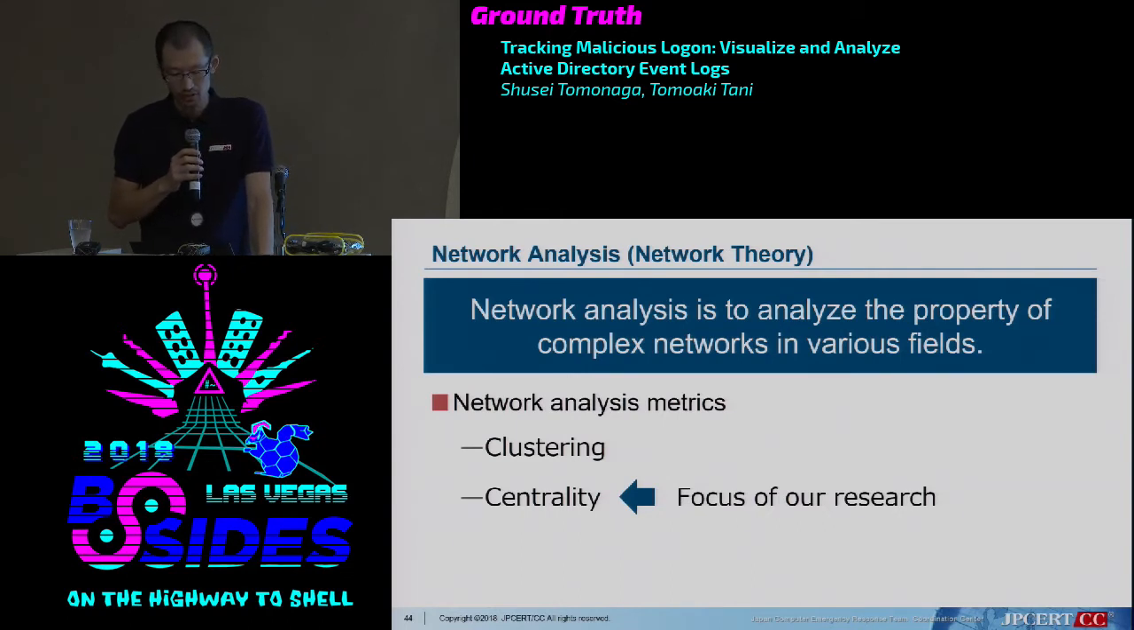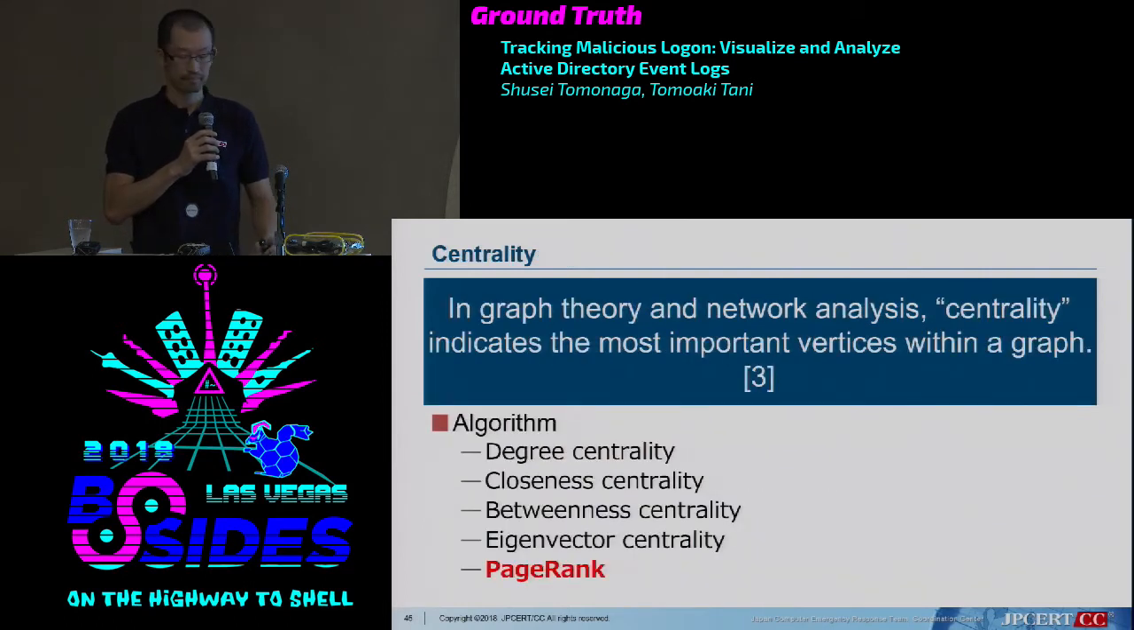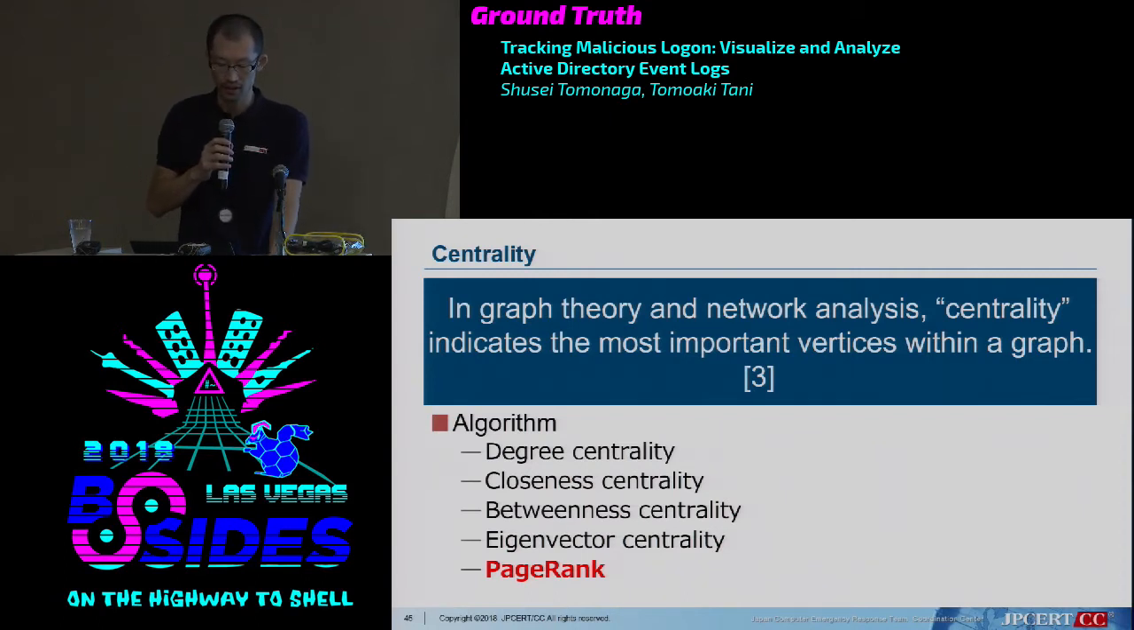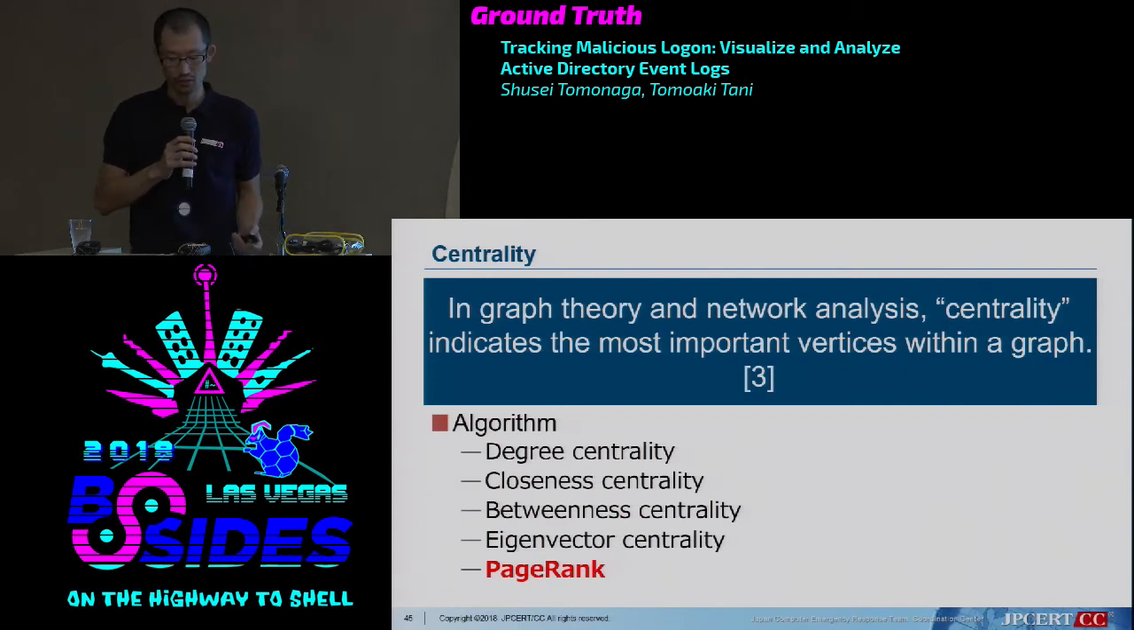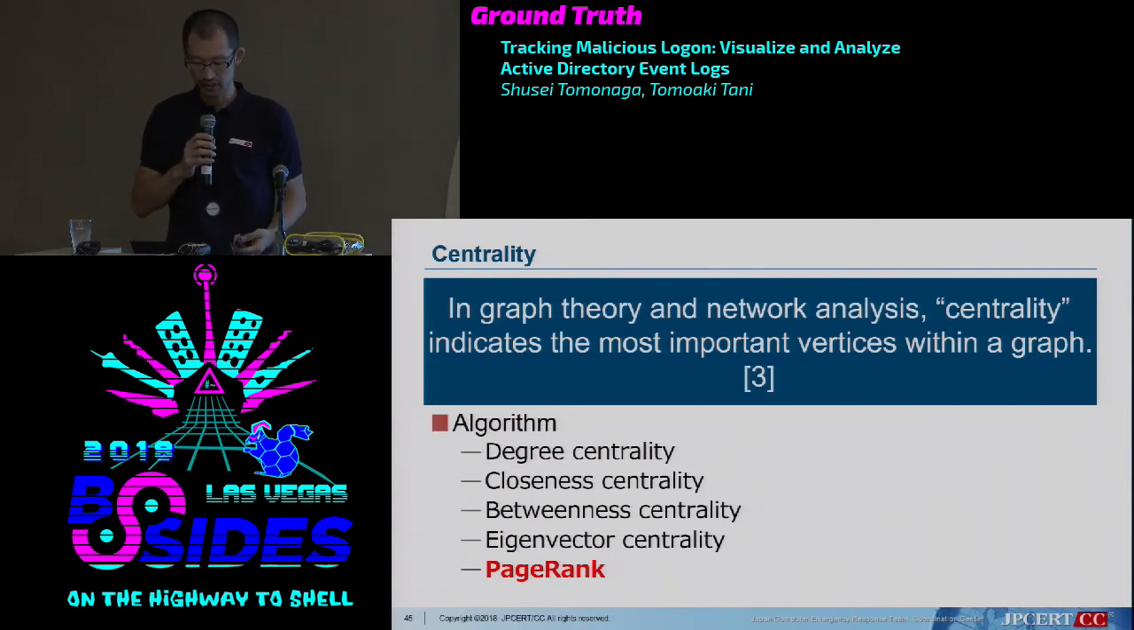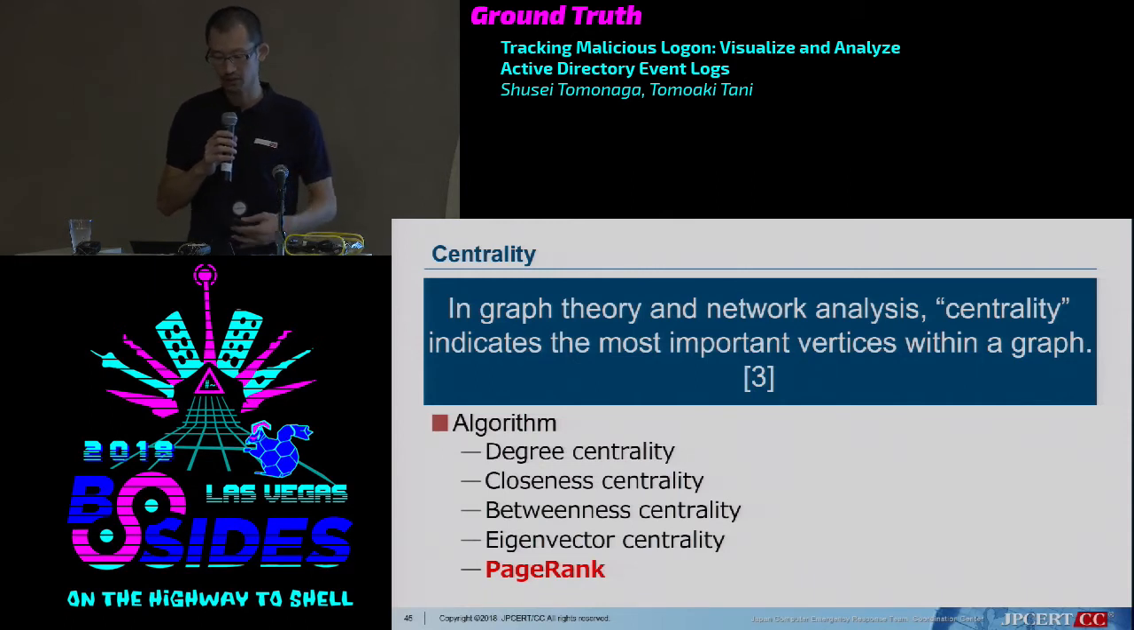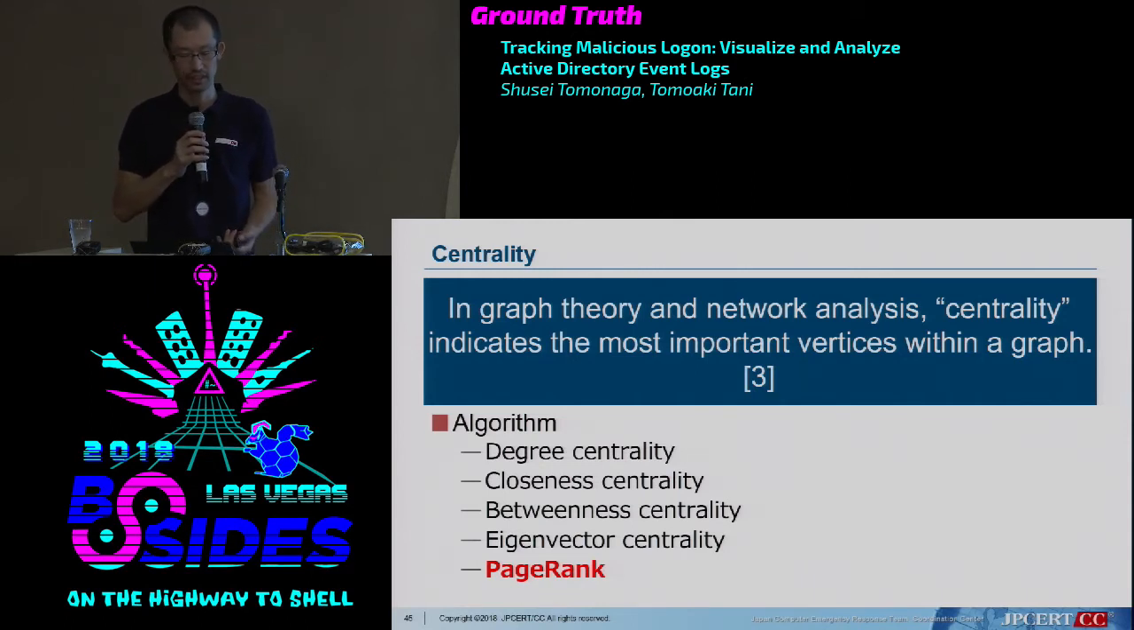Clustering is a task of grouping a set of objects in such a way that objects in the same group are more similar to each other than to those in other groups. We use another metric, centrality. In network analysis, centrality indicates the most important vertices within the graph. In other words, it is a method of clustering, calculating which node is connected to the most nodes.